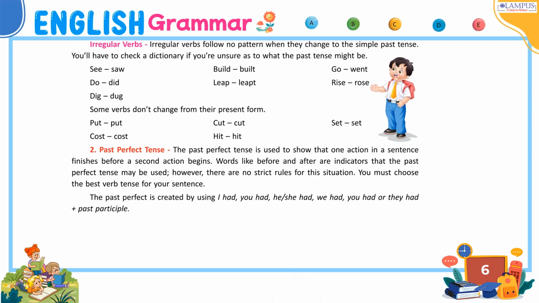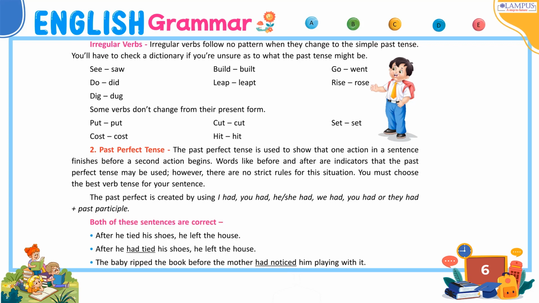The past perfect is created by using I had, you had, he, she had, we had, you had or they had plus past participle. Both of these sentences are correct. After he tied his shoes, he left the house. After he had tied his shoes, he left the house. The baby ripped the book before the mother had noticed him playing with it.